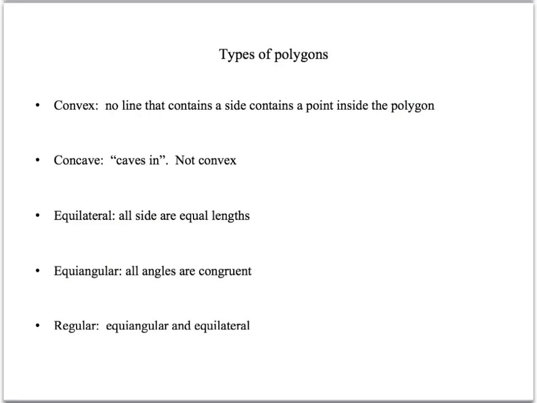There are some types of polygons that we are going to talk about. The first is a convex polygon, and that is when no line that contains a side contains a point inside the polygon. For example, here I've got a polygon, and if I look at the lines that contain these sides, there's a line, there's a line, and there's a line. None of those lines contain a point inside the polygon. So that would be a convex polygon.